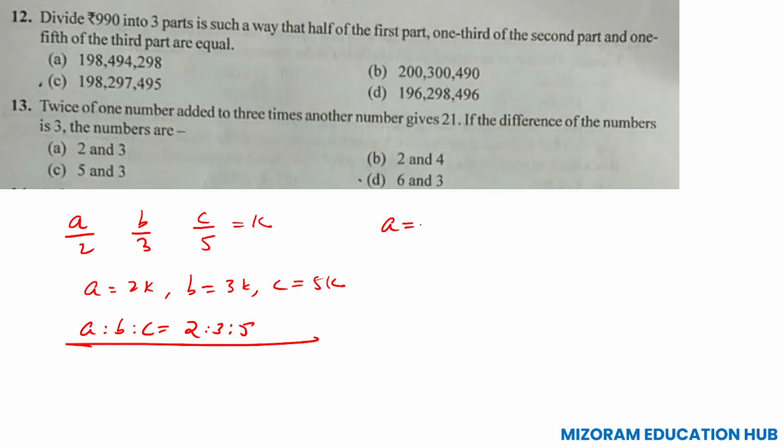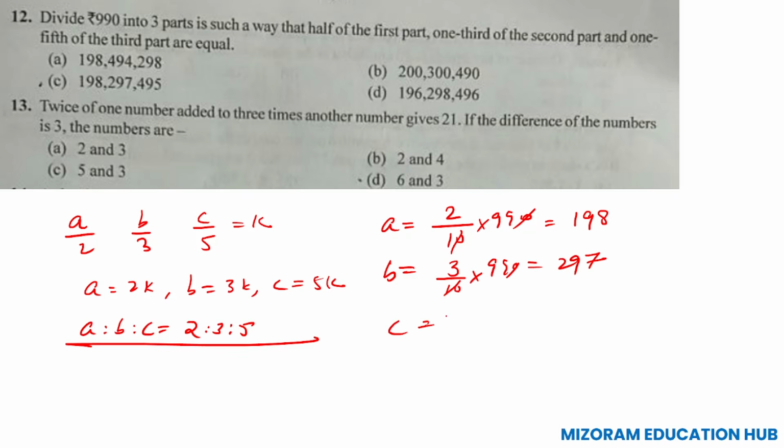Now the question can be divided. The first part A is 2 by 2 plus 3 plus 5, that is 10, into 990, the 0 cancelled, and 18 plus 1 is 9, 198. B will be 3 by 10 into 990, so 297. C is 5 by 10 into 990, cancel 2 and 990 by 2, 495. So option C is correct.